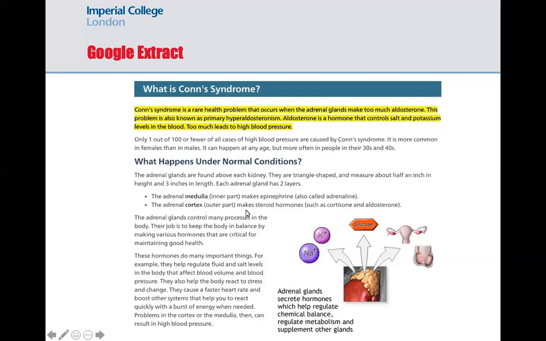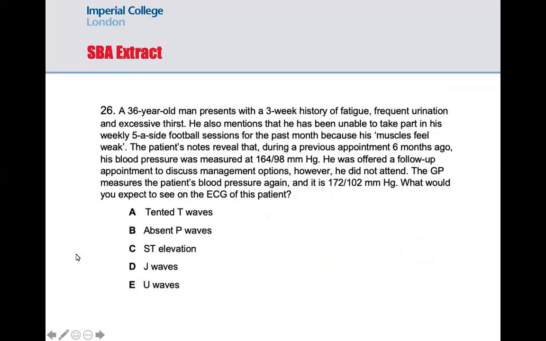So if you just move on. Okay, so this is where we think SBAs come in. This is an example of one of our SBAs. What you have to do is read through it and work out the most likely diagnosis and associated ECG pathology, given this patient's history and examination findings.